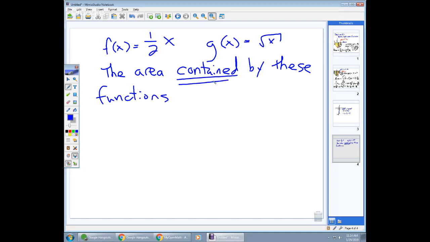So contained is the emphasis. Get yourself a picture of them. I'm just going to freehand mine. Square root of x, or let's do 1/2 x, that's nice and easy. That one goes up 1 over 2, and up 1 again.